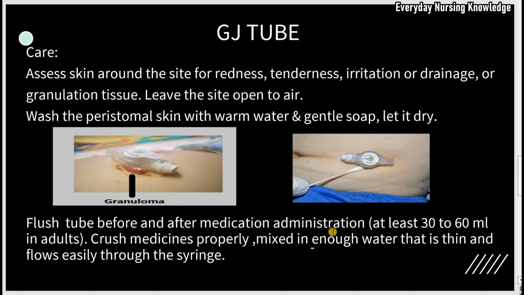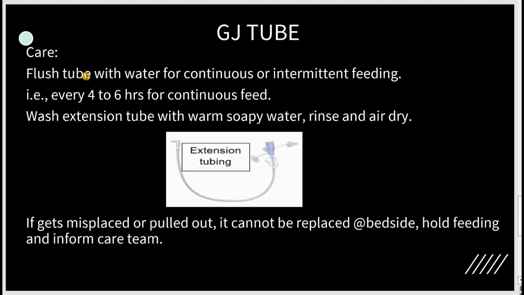Before and after giving medicine, you have to flush the GJ tube with at least 30 to 60 ml of water in adults, because you don't want to clog this tube. Make sure you crush the medicine properly, mix it with enough water, and it should be flowing easily through the syringe. If it flows easily through the syringe, it will not clog the tube. You have to flush the GJ tube with water for both continuous or intermittent feeding. If the patient is getting continuous feeding, see the orders, or you can flush every 4 to 6 hours for continuous feed. For intermittent feeding, flush before and after the feeding.